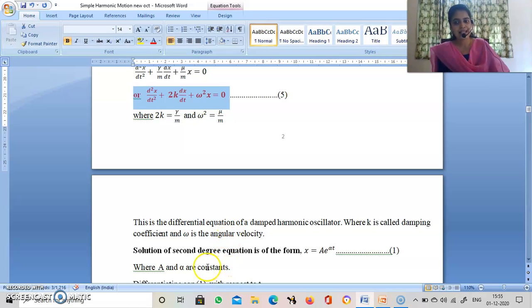In the next class, we will discuss the solution of the second order differential equation of a damped harmonic oscillator. All the students have to write down these two derivations, the differential equation of a simple harmonic oscillator as well as the differential equation of a damped harmonic oscillator, in your notebook.